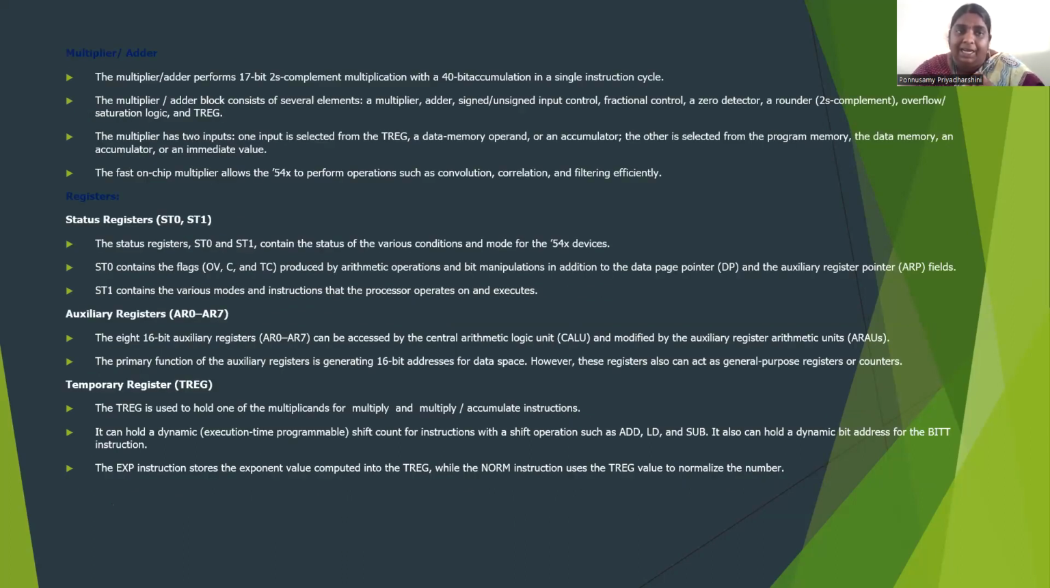So, multiplier and adder. Generally we know what the use of a multiplier and adder is. It is used to multiply the given data and add the data, and the execution can be done faster. It is a single instruction cycle. So within the single instruction, the values will be calculated and stored in a particular register.